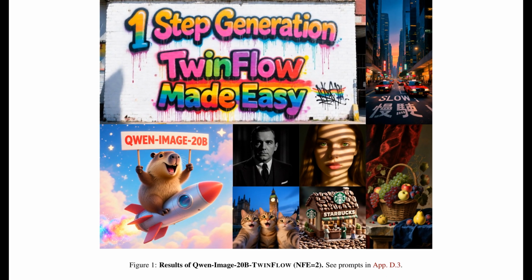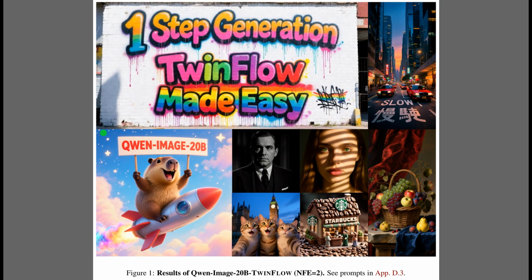Figure 1 gives a visual taste of what one-step TwinFlow generation actually looks like in practice. The large graffiti-style banner at the top highlights the claim that one-step generation is now feasible, which sets the tone for the method. Below, the collage of diverse scenes from city streets to animals and portraits shows that the model handles many styles and subjects with sharp detail. Together, these samples suggest that even with only 2 function evaluations, quality and variety both remain high.